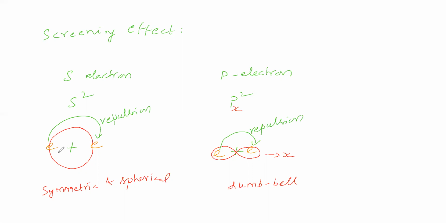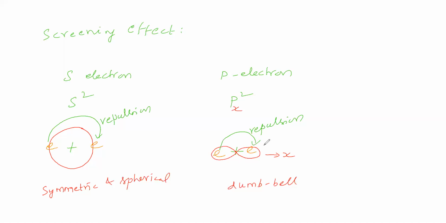Now this electron repels this electron in all 3 directions, x-axis, y-axis and z-axis. From all the directions it will repel this electron because it is symmetric and spherical. Now this electron repels this electron only from some places, not from all the places. Why? Because it is a px orbital, its orientation is along the x-axis. Therefore, this electron can repel this electron not from all the directions.